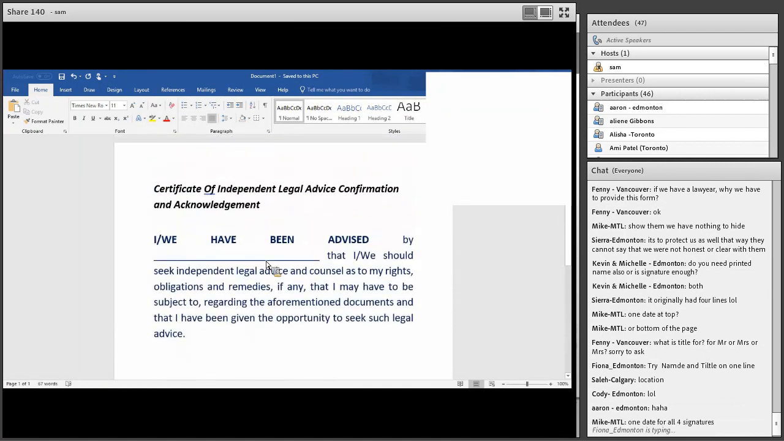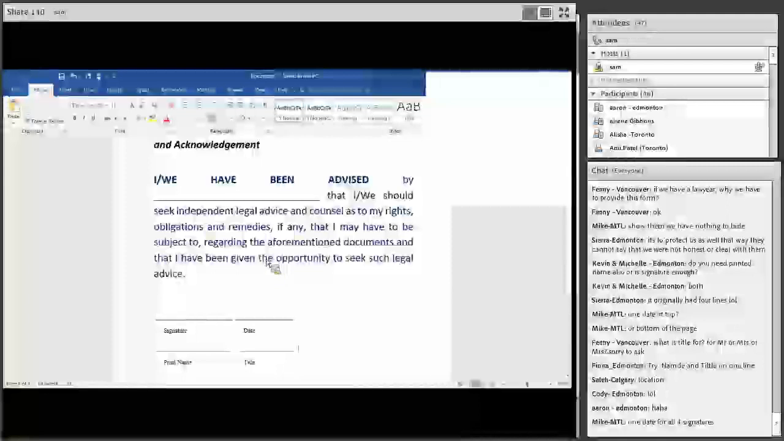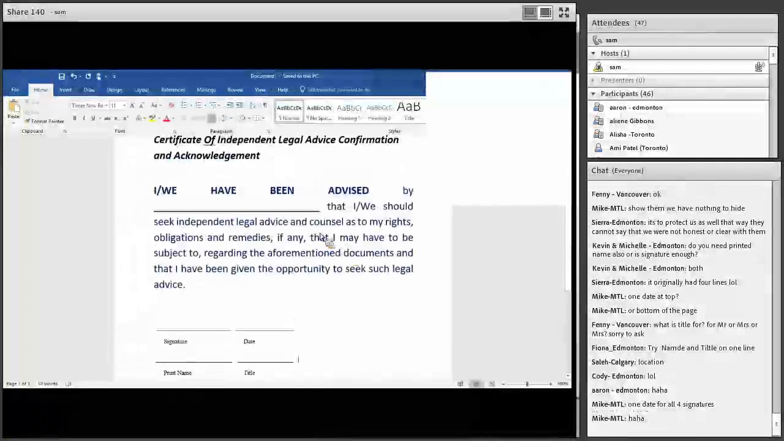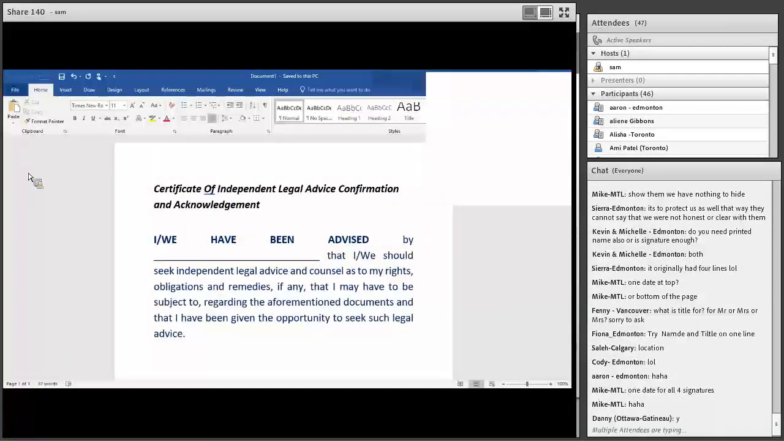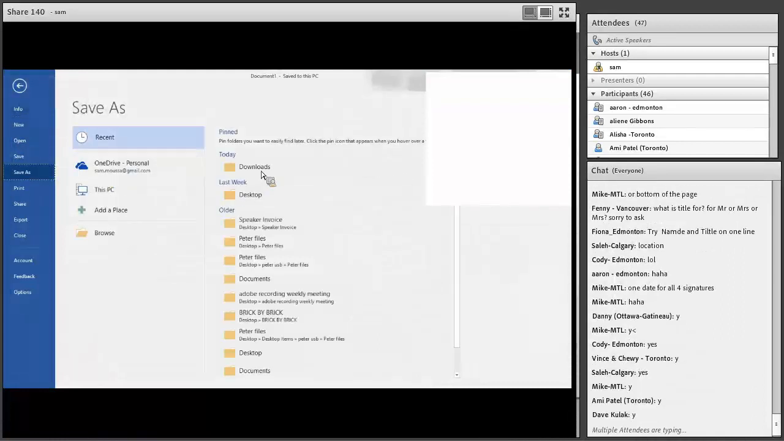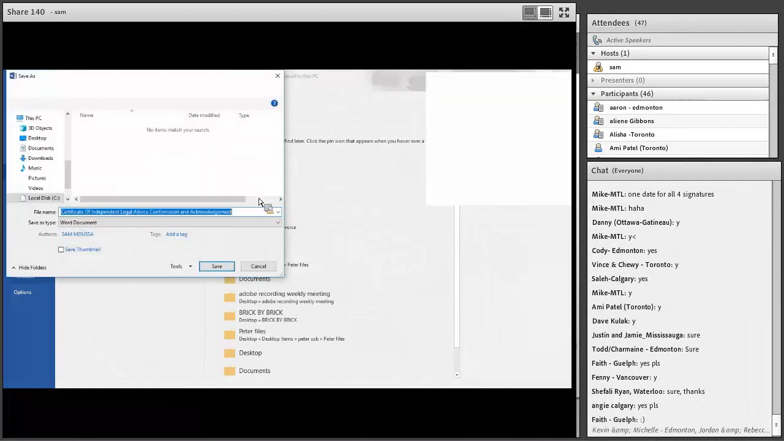You can modify the document. I would love it if you took it to your lawyer to review, which it's not a huge document. You can just look at it. One date for all signatures. Yeah, you can do that. So what we can do, would you like a copy of this, folks? So let's do this. Let's go.